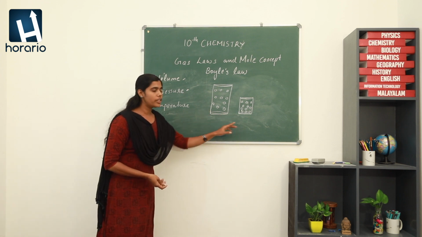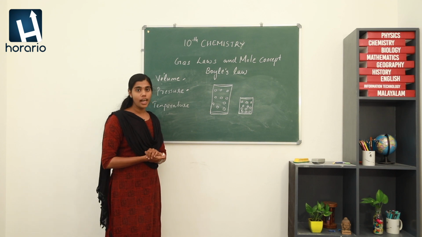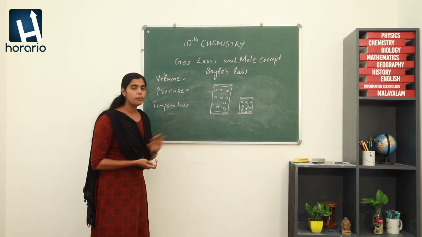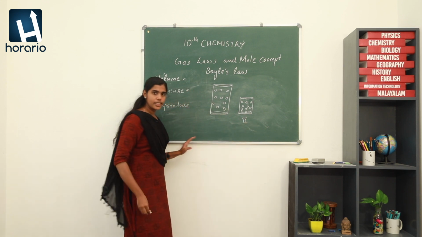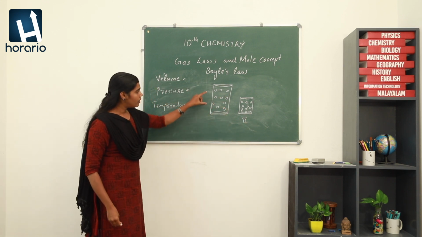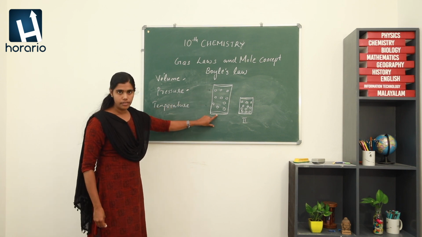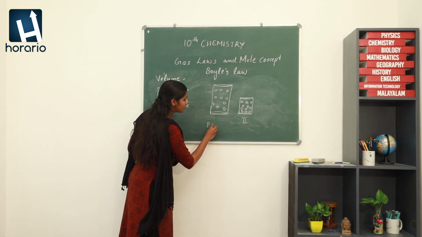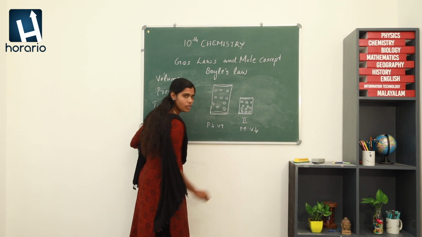Here, in which figure is the pressure high? We know that pressure is the force exerted in a unit area. In which one is the pressure high? Yes, in the second one, right. You can see that here the volume is high, but the pressure is low. Here the pressure is high and the volume is less, right.